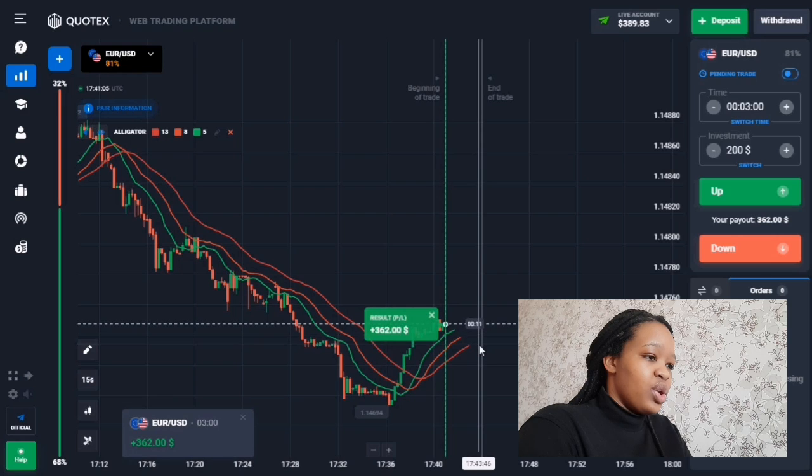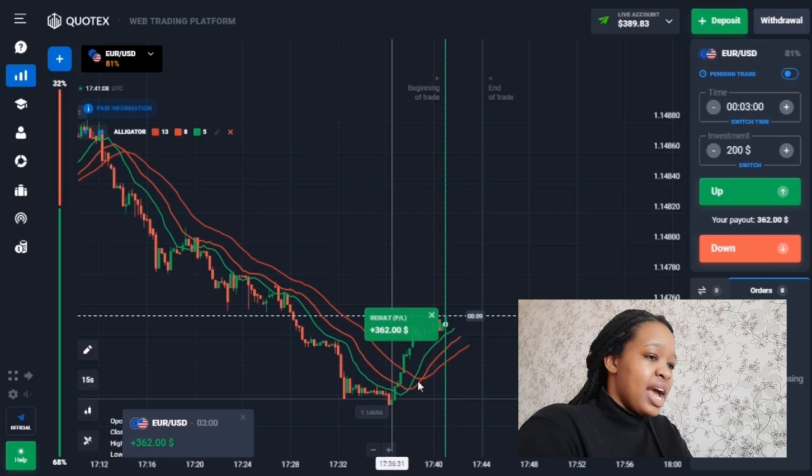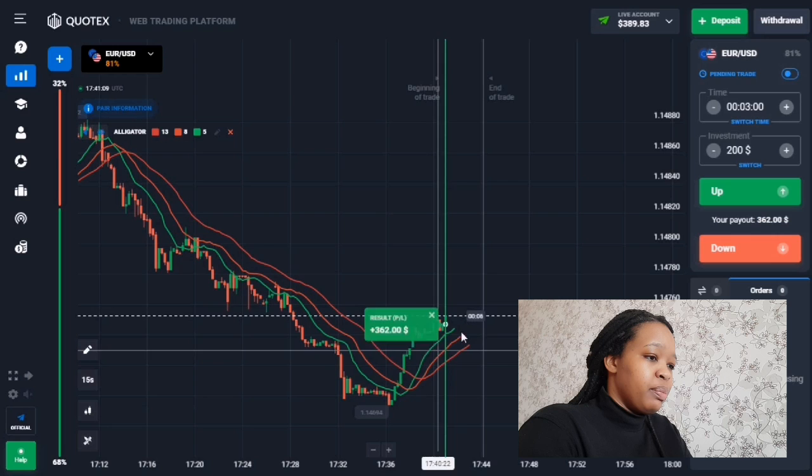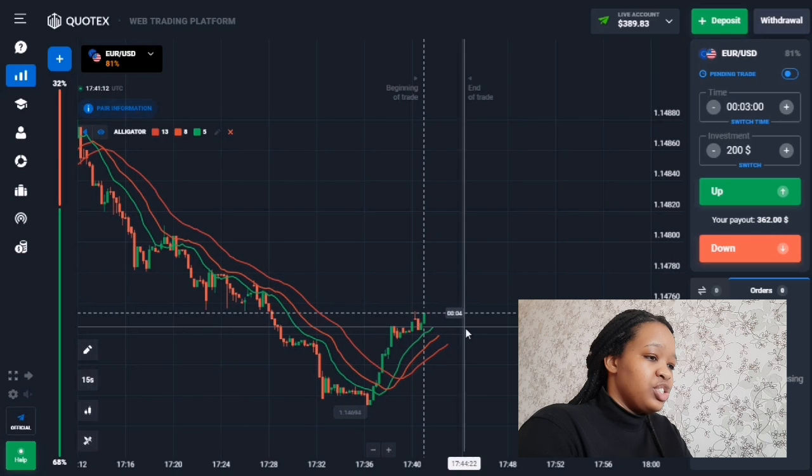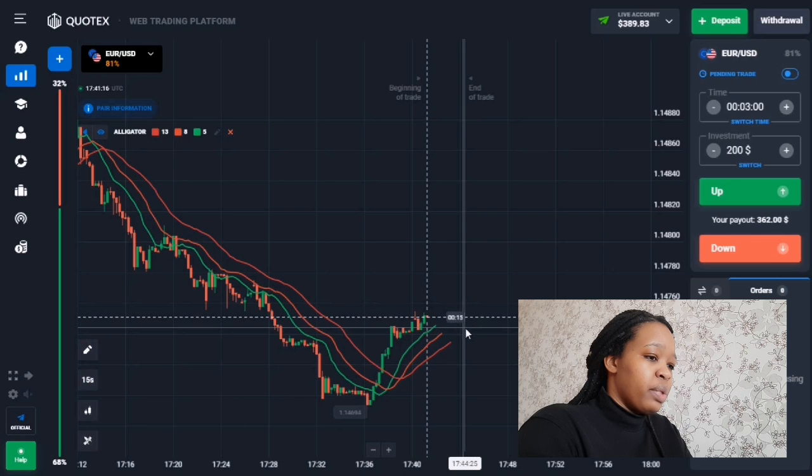Well, it is very good. The price trended upwards and it has brought me my profit. This indicator showed a very good entry point, so let me go on with my trading.